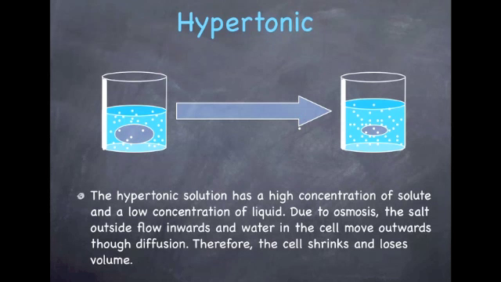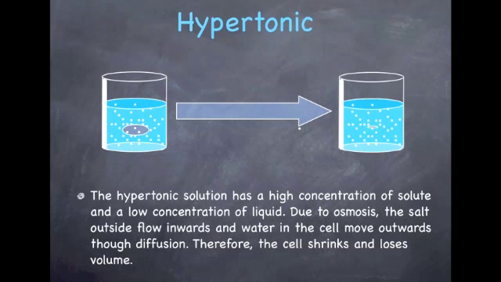Next, hypertonic. The hypertonic solution has a high concentration of solute and a low concentration of liquid. Due to osmosis, the salt outside flows inward and the water in the cell moves outward through diffusion. Therefore, the cell shrinks and loses volume. And see what happens as the cell continues to shrink. Boop. It disappears. Well, that's what you might think. But actually, it shrinks so much that it dies.